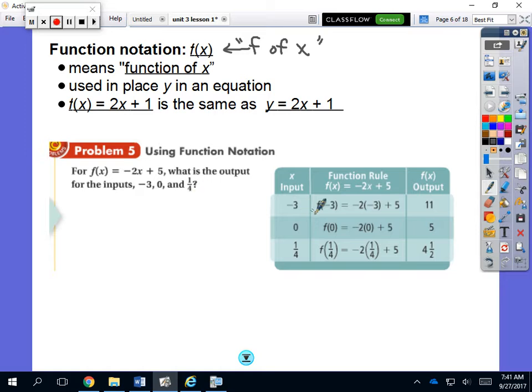Well, what this means is not f times -3, that means x is now going to be equal to -3 in my function. So I put the -3 where x is, and then I put it in the calculator or do my mental math. -2 times -3 is 6, 6 plus 5 is 11. If x is 0, we write f of 0 equals -2 times 0 plus 5, which equals 5. Same thing for 1/4. -2 times 1/4 plus 5 is 4.5.